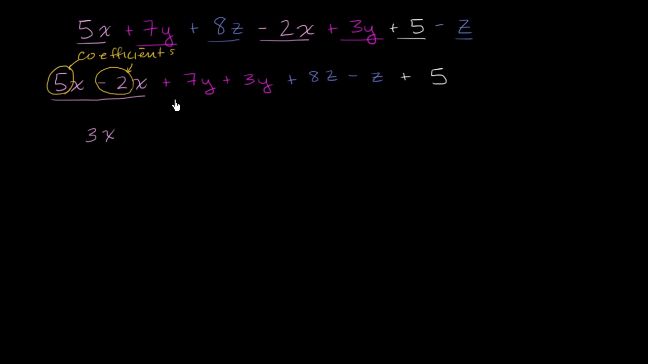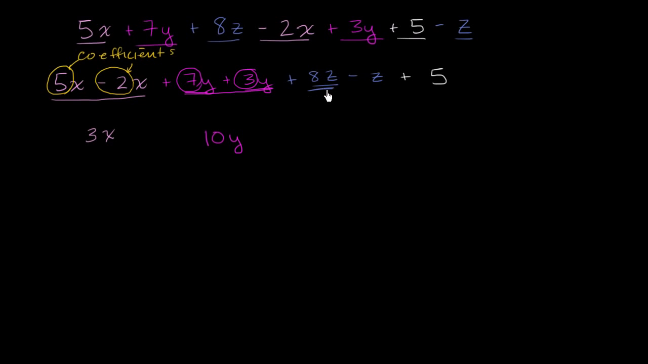Now let's think about the y's. If I have 7 of something and I were to add 3 more of that something, well, then I'm going to have 10 of that something. So this part right over here is going to simplify to 10y. Once again, you could say the coefficient on 7y is 7, the coefficient on 3y is 3, and we added the coefficients, 7 plus 3, to get 10y. But I really want to emphasize the intuition here. If you got 7 of something, you add another 3 of that something, you got 10 of that something. Now let's look at the z's.